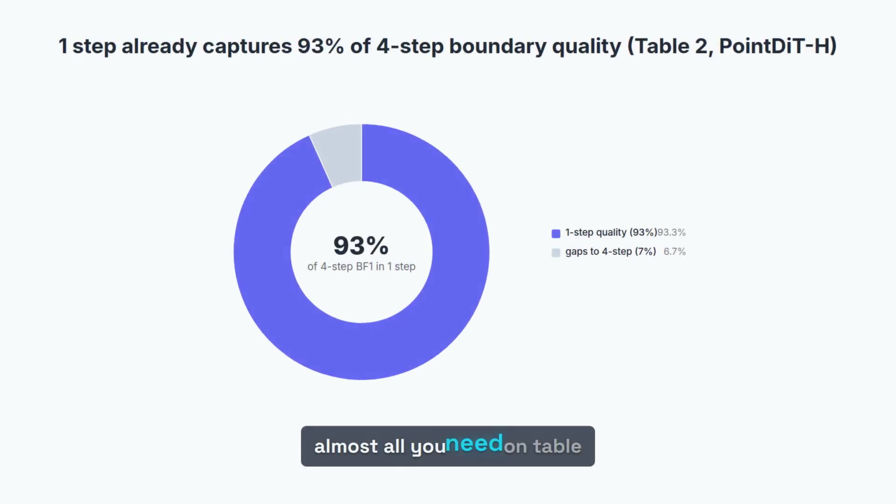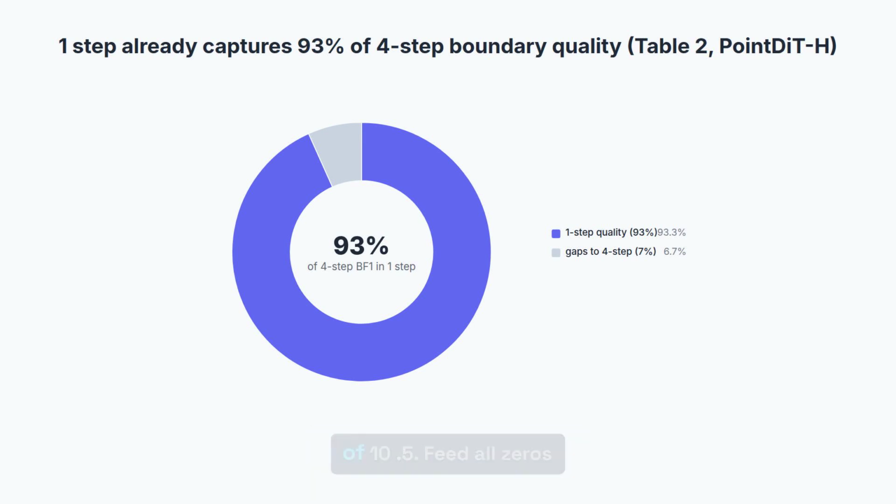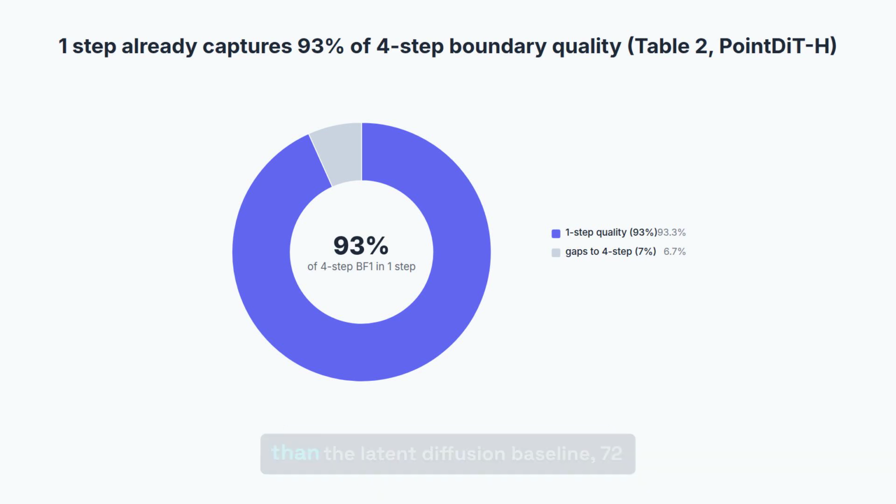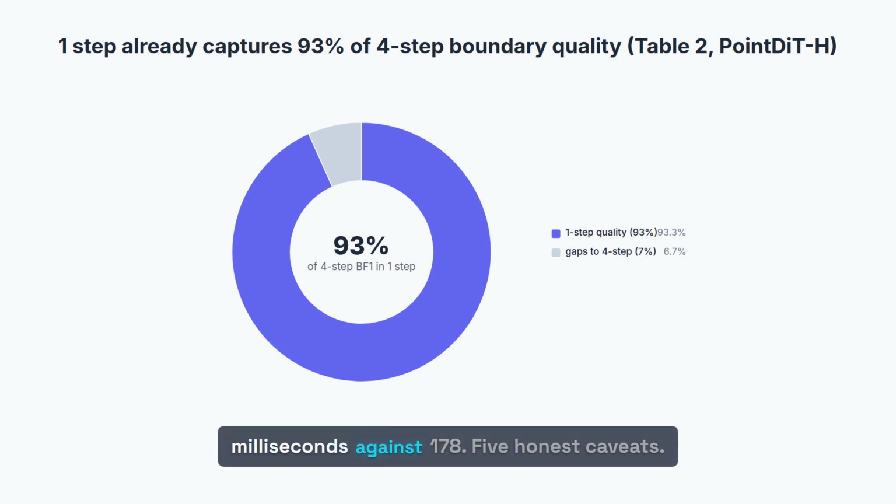One step is almost all you need on table 2. At a single Euler step, PointDiT-Heavy reaches a boundary F1 of 9.8, 93% of the 4-step quality of 10.5. Feed all zeros instead of random noise, and it matches. The model has learned a deterministic image to geometry map, not a sampling trick. 16 times faster than the latent diffusion baseline, 72 milliseconds against 178.